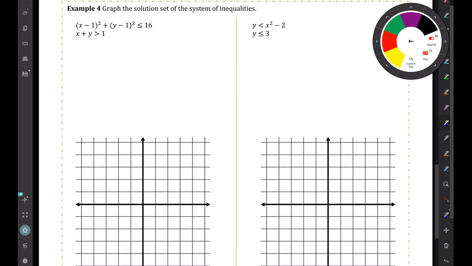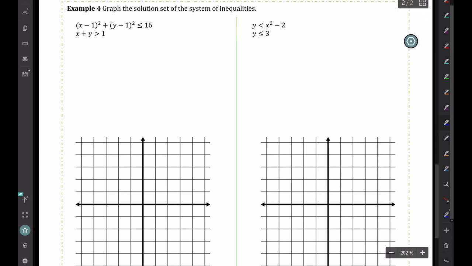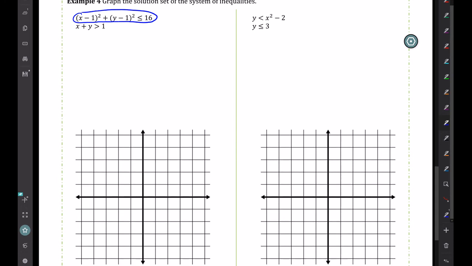Okay, now we're going to do a system of inequalities where it's not just linear. So the first one here, let me kind of color code this. This equation, or inequality, is a circle of radius 4 with center 1, 1. So here is 1, 1, and I'm looking at a circle of radius 4. So 1, 2, 3, 4, 1, 2, 3, 4.